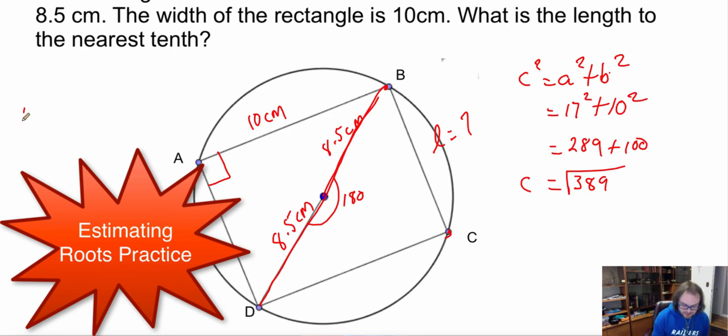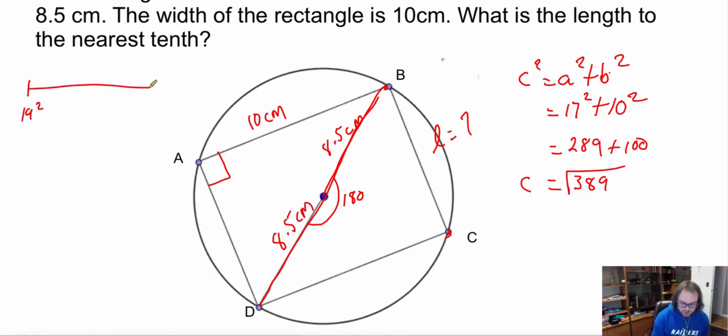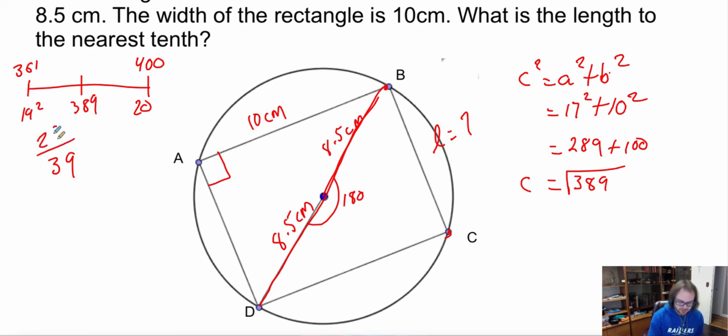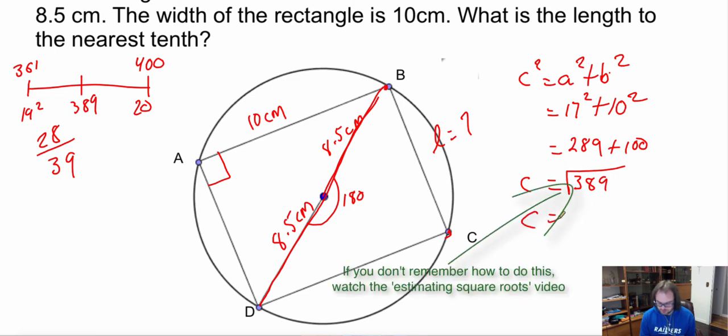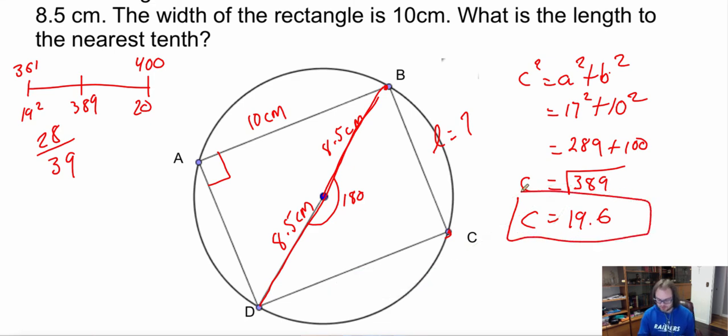I know 19 squared is equal to 361. And I know 20 squared is equal to 400. Now 389, altogether, we have a difference of 39. And I look at 389, it's somewhere over here. And that's going to be 28 away. So it's 28 out of 39. So that's almost like saying 3/4 of the way. So I'm going to end up saying c is equal to 19.6 or 19.7. And we want centimeters.